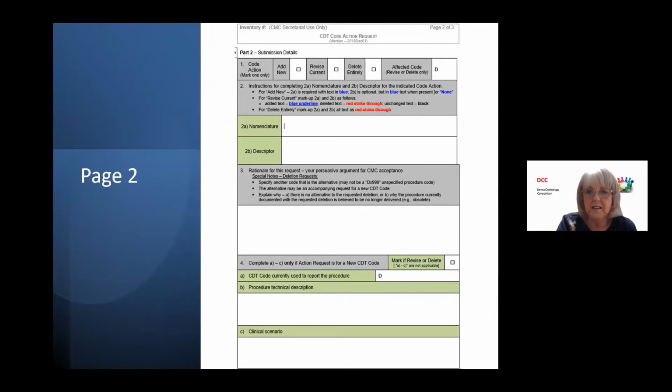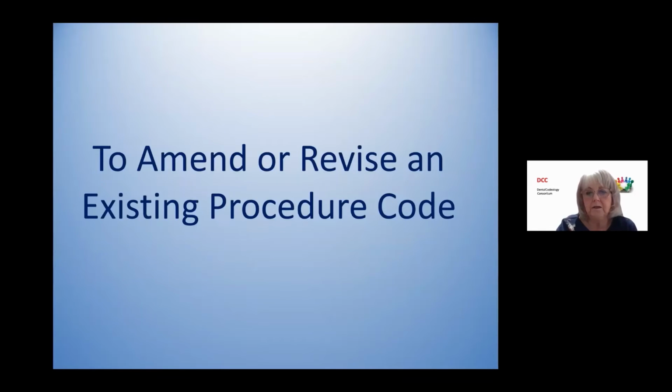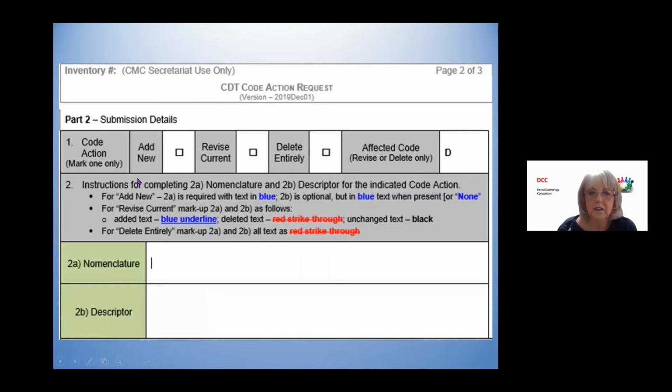Page 2, this is kind of the guts of it. And I'm going to break it down into the top part, the middle part, and the end part. Notice there's a nomenclature and a descriptor. Nomenclature is the name. And so to amend or revise an existing code, they've got these boxes across the top. And you check whether you're adding a new code, revising, or deleting. If you're revising, you have to put over here what code you're suggesting to be revised.